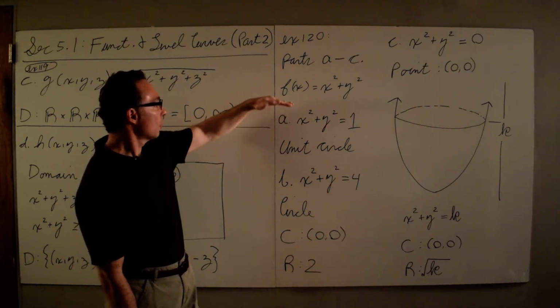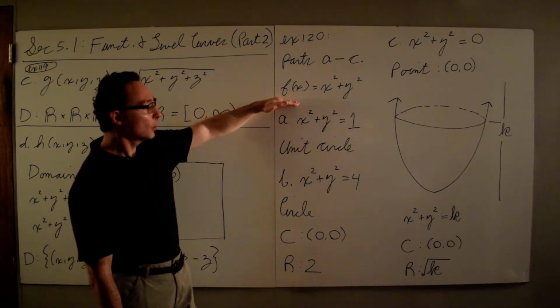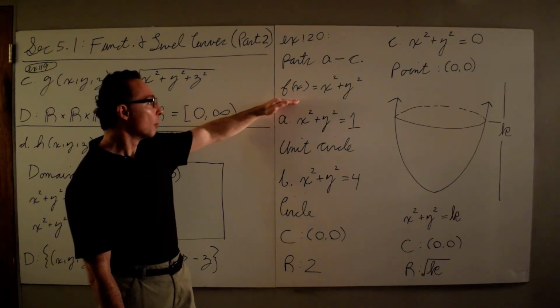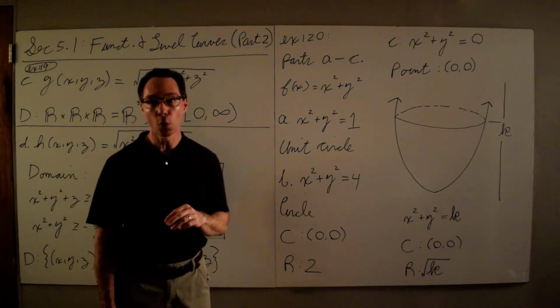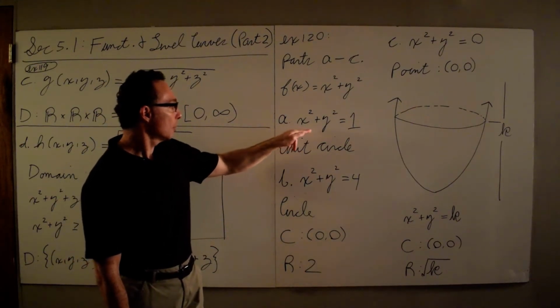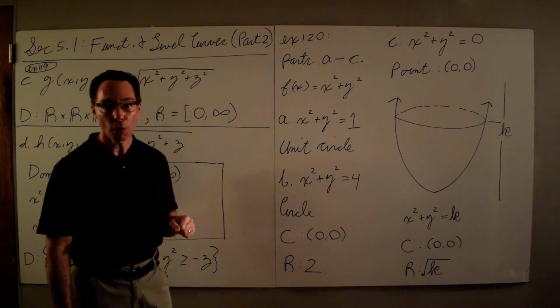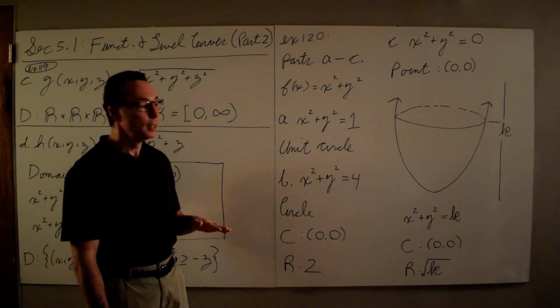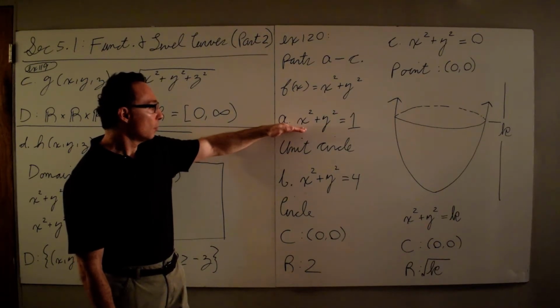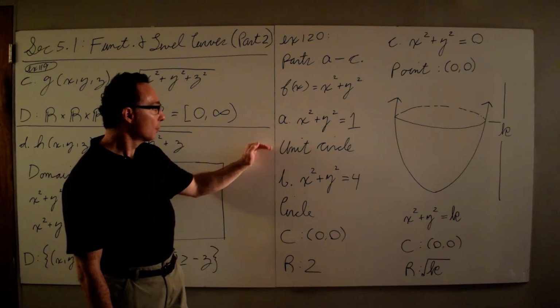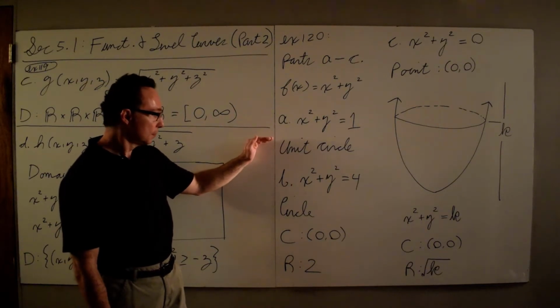So in all 3 of these parts, the function we're given, we have f of x is x squared plus y squared. So the first level curve we're looking at is k equal to 1. So we have x squared plus y squared equal to 1. So what we have done is we've taken a cross section at z equal to 1. And when we do that, we see the unit circle. X squared plus y squared is 1.